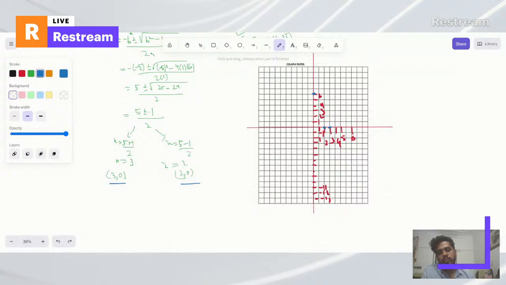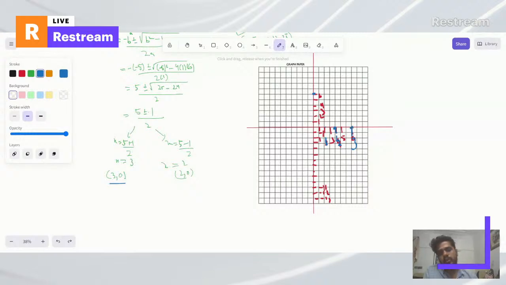Now maybe what I should have done is left some space between them. So let's say this is 1, on the x-axis this is 2, and then this is 3. So I have some space between them. So this is 1, this is 2, and then this one is 3.